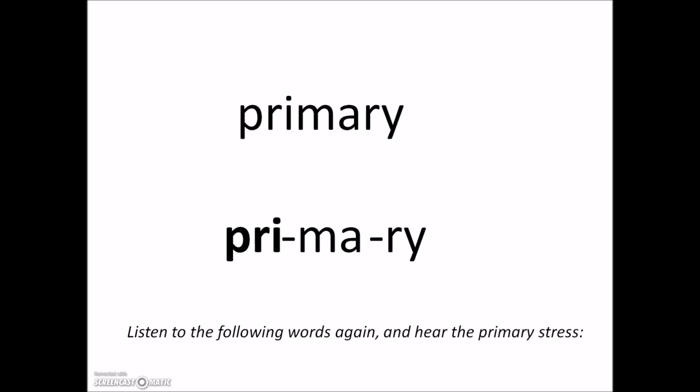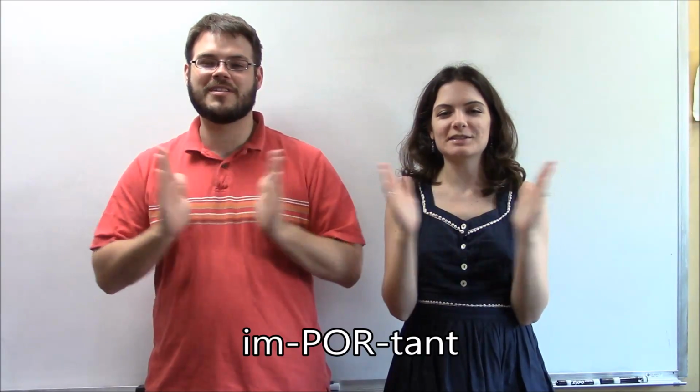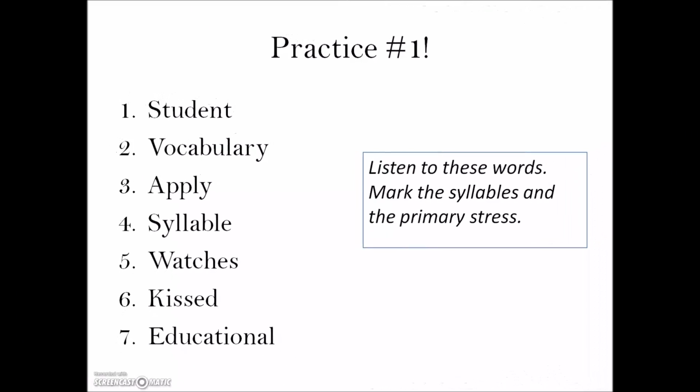Listen to the word primary. How many syllables is it? Primary. 3 syllables. Which syllable sounds like it has primary stress? That is, it's louder, longer, higher, and clearer. Primary. The first syllable, pri, has the primary stress. Listen to the following words again and hear the primary stress. Teacher, important, information, read.